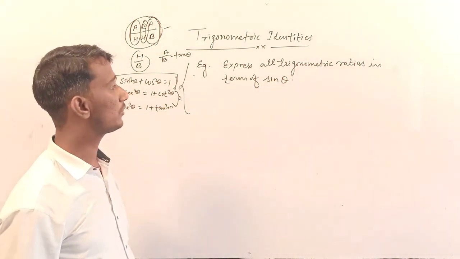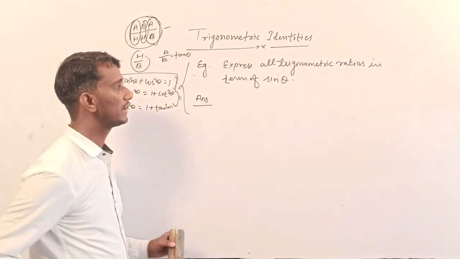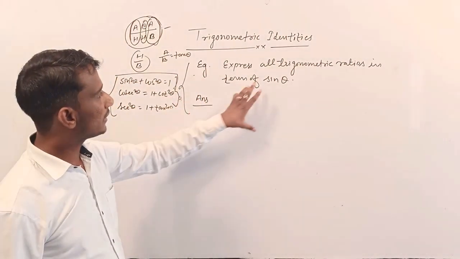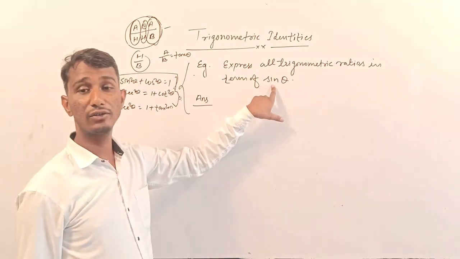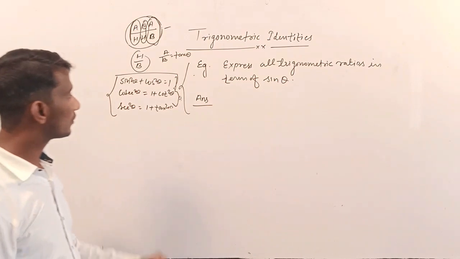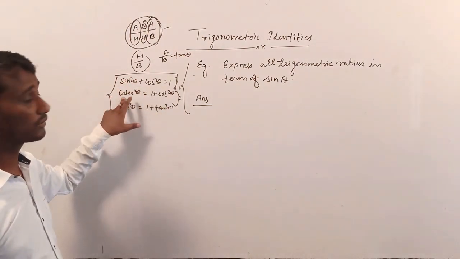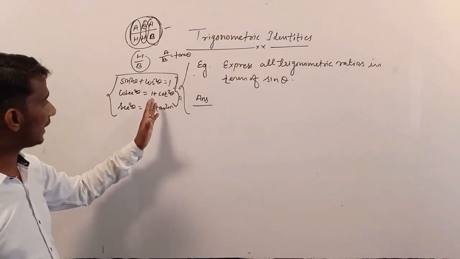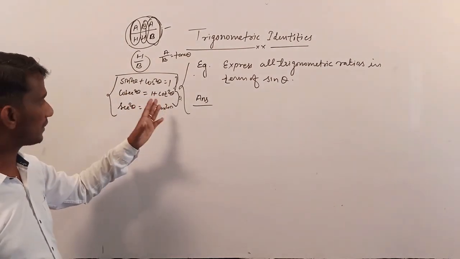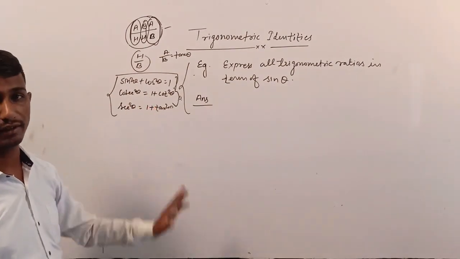So how to start and how to write? First, we will start our solution. You know that we have all the terms in sine. So the remaining trigonometric ratios are cos, tan, sec, cot and cosec. First we write cos in sine. After that tan in sine, cot in sine, sec in sine and cosec in sine.